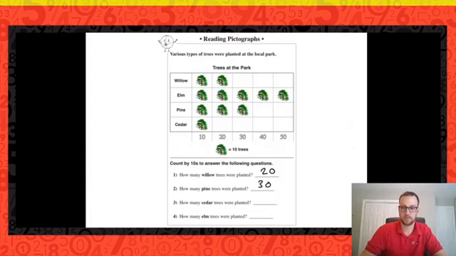How about cedar trees? Would you guys tell me in the comments how many cedar trees we have? Yeah, that's right. We have 10. And the last one here, we're looking at elm. I can see based on my pictograph, there are 50 elm trees.